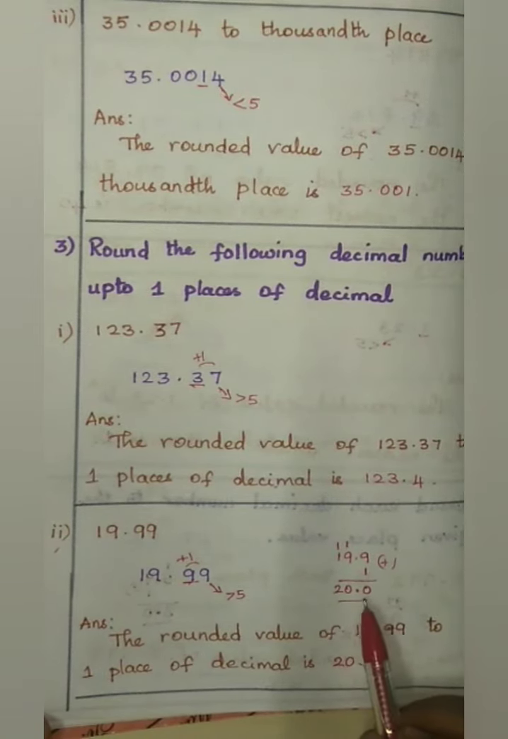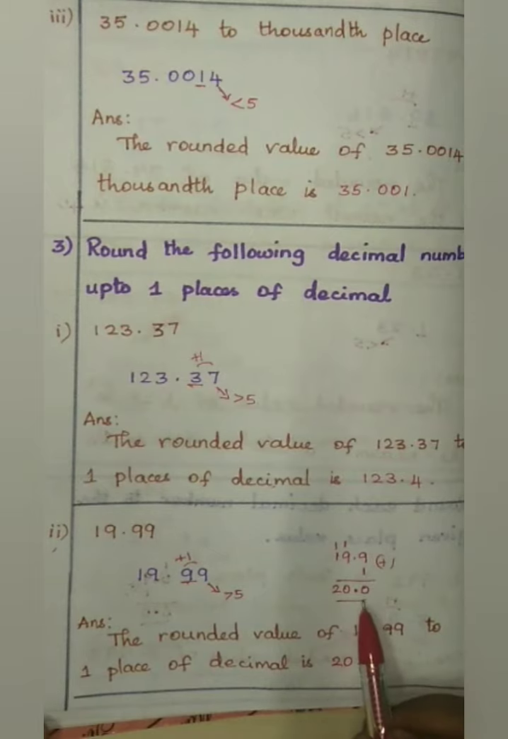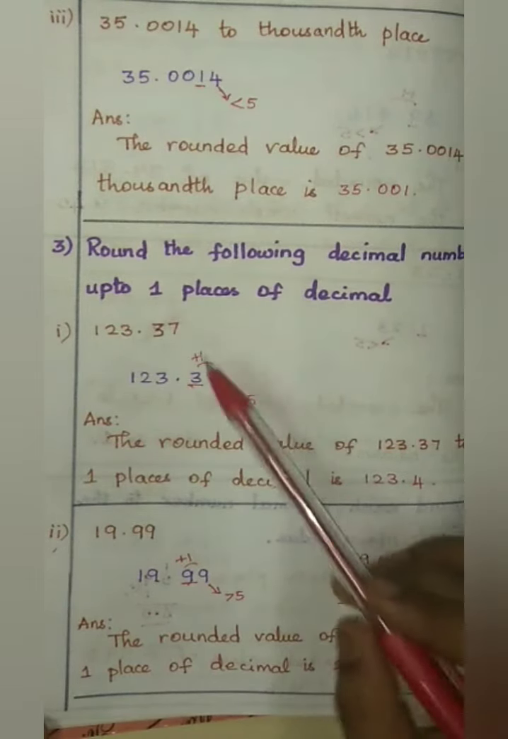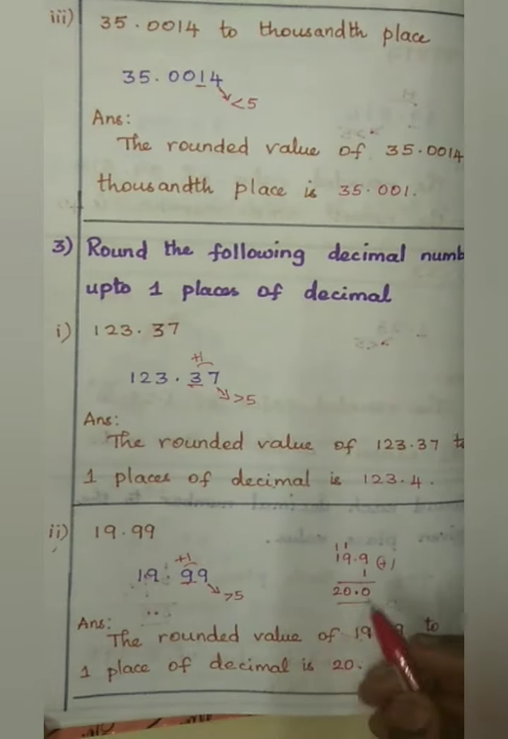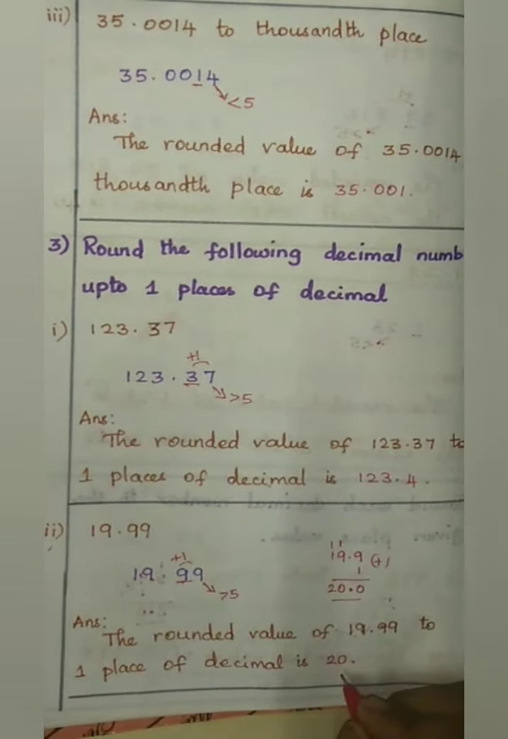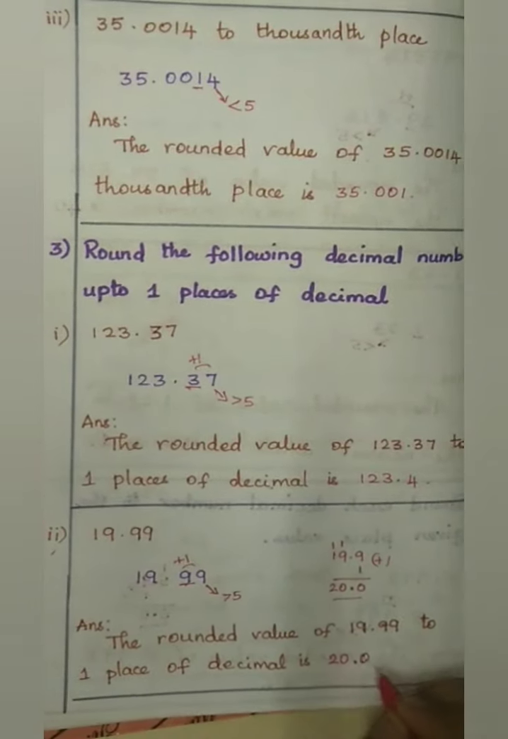Even though the 0 that comes after the decimal point has no value, we cannot ignore the 0 because we are asked to round up to 1 place of decimal. So while writing the answer, you have to write 20.0.